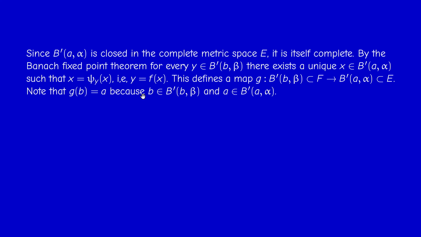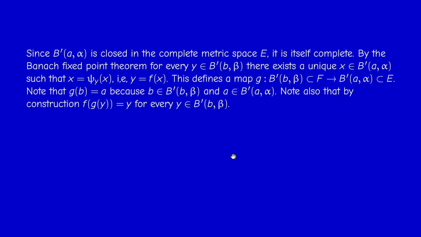Okay, so what did I prove? I proved that whenever y equal to f of x and y is in this ball, uniqueness tells me that if x is in this ball of center A and radius alpha, then it's necessarily unique. Okay? So since b is in the closed ball of center B and radius beta, and a is in the closed ball of center A and radius alpha, then uniqueness tells me that g of b equal to a. Okay.